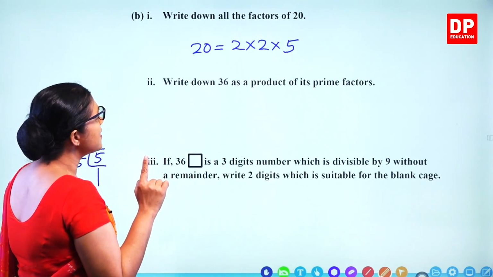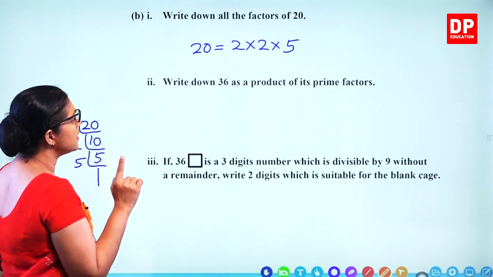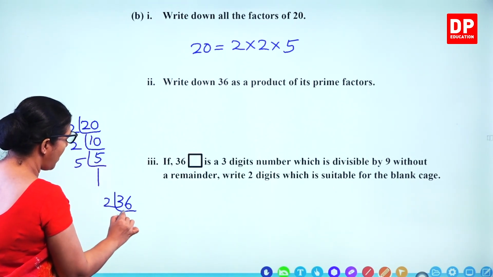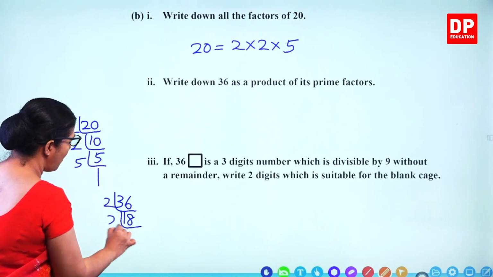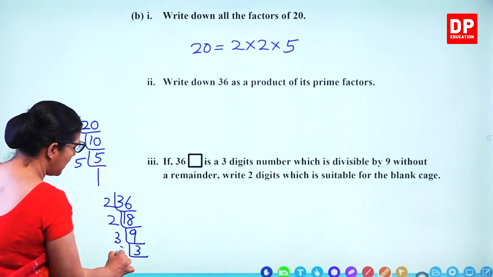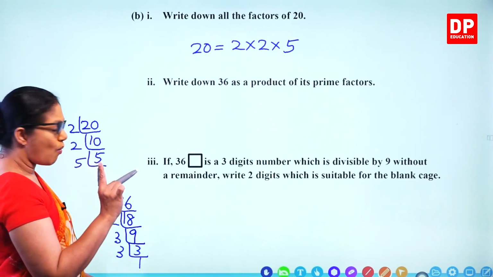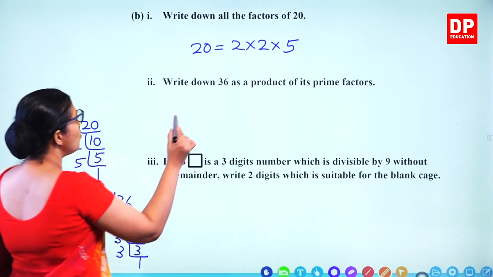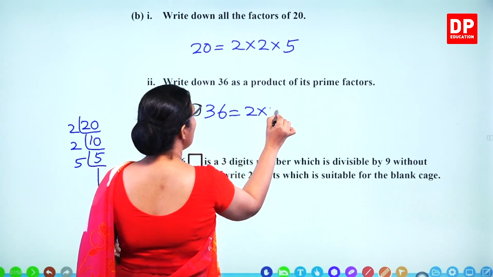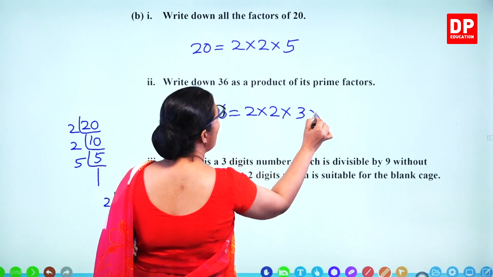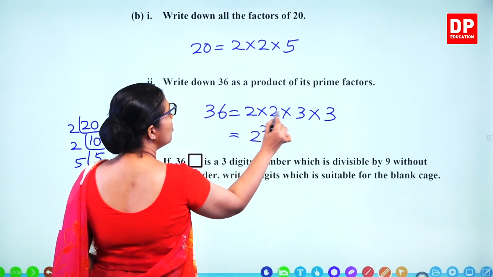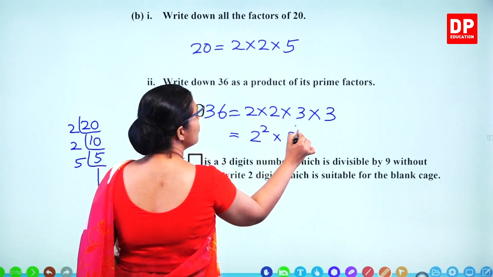Write down 36 as a product of its prime factors. 36 also you can divide. Divide by 2, you get 18. Divide by 2, 9. Divide by 3, you get 3. Divide by 3 again, 1. 2 and 2 and 3 and 3, or you can write 2 to the power 2 and 3 to the power 2, twice of each factor.